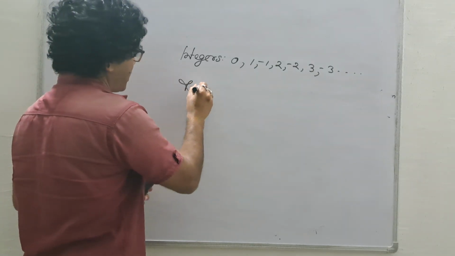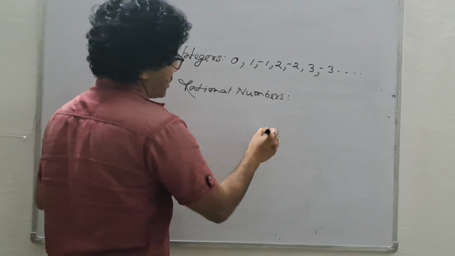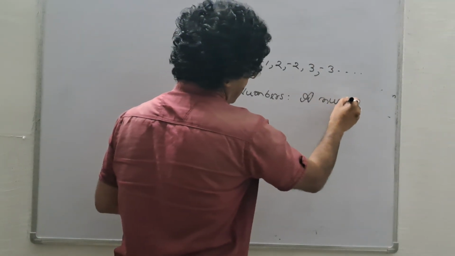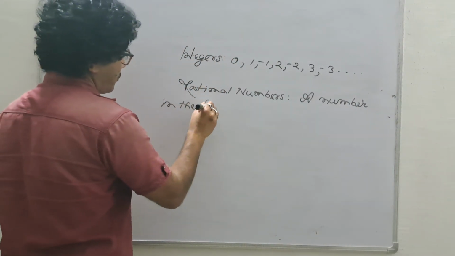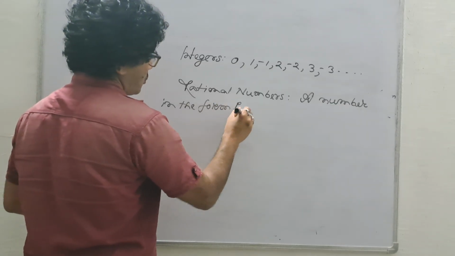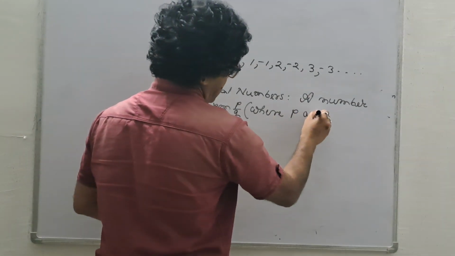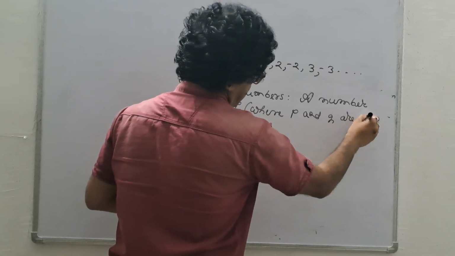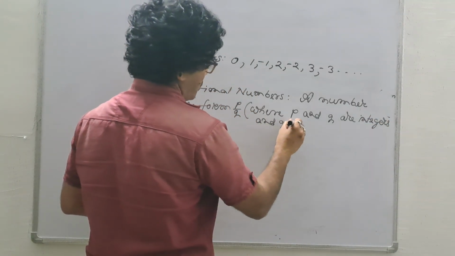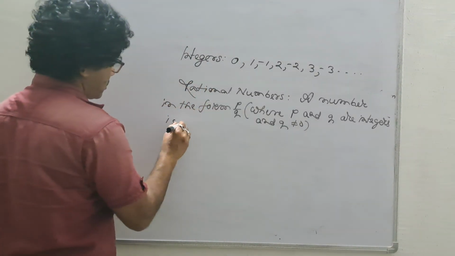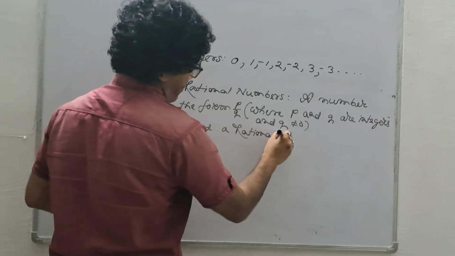Now we have to know rational numbers. A number in the form P by Q, where P and Q are integers and Q not equal to 0, is called a rational number.